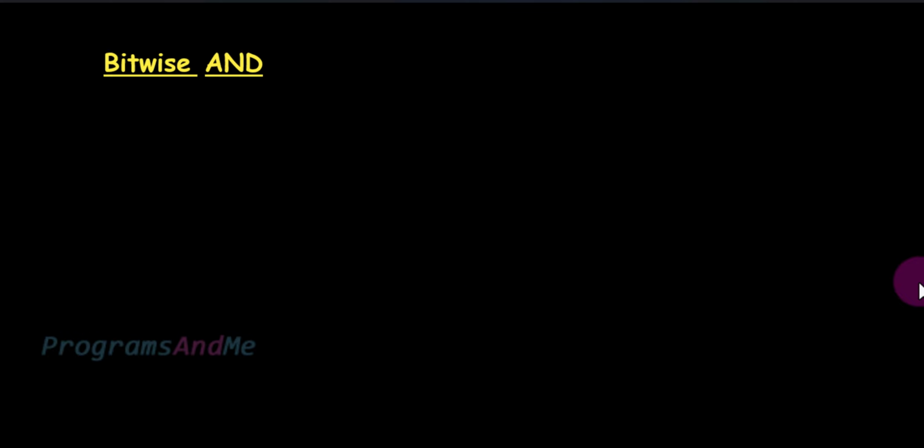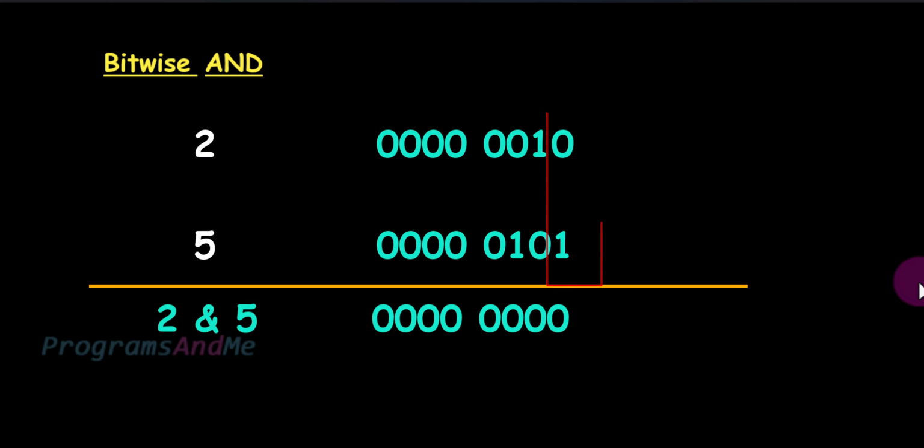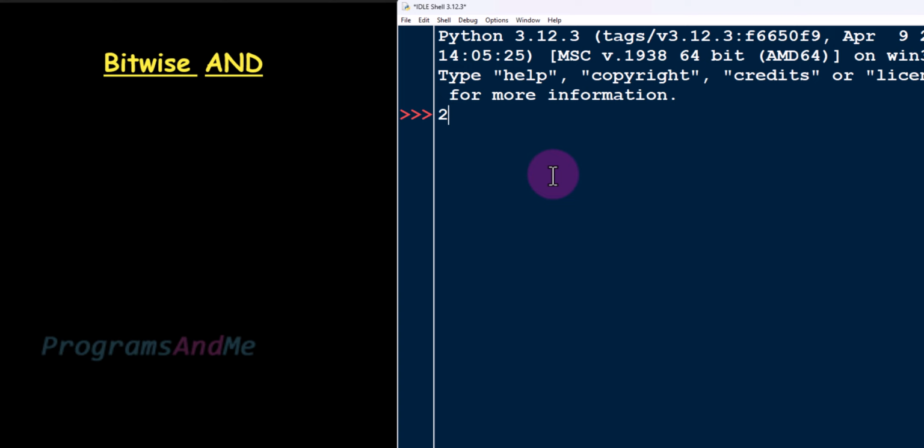Okay, so let's take an example here, like 2 and 5. The binary representation of 2 is this, the binary representation of 5 is this. Perform the bitwise AND operation. If both the bits are 1, then only the output is 1, otherwise it is 0. So we'll get like this. Now if I perform 2 and 5 like this, I'll get the output as 0. So let's take a few more examples.